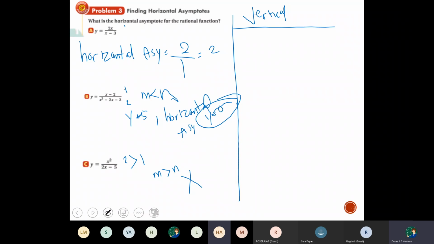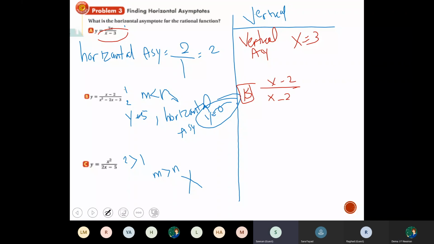No common zeros. So add the real zero of q of x. So the vertical asymptote here is at x equals 3. Let's do b now. Did we have common zeros? It can be simplified into x minus 2 and x minus 1. So x minus 2 is common between the numerator and the denominator. Thus, the only asymptote is at x equals 1.